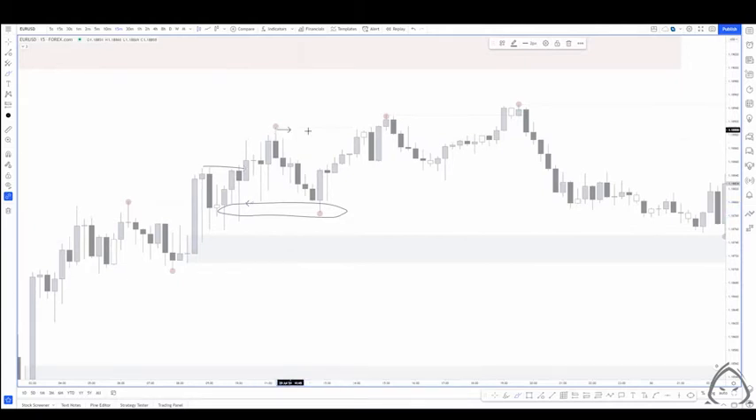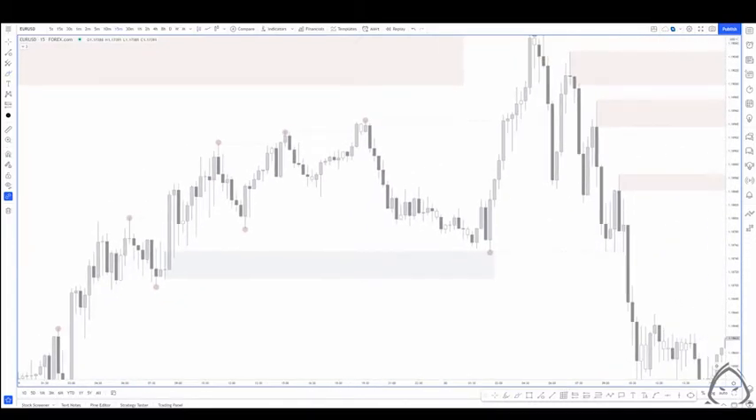We get a little bit more of a confirmed break of structure, sweep of liquidity. We have a little bit of a demand zone. We have a little bit more of a demand zone, some inducement, and then price does react off of it, but we don't see a follow through.